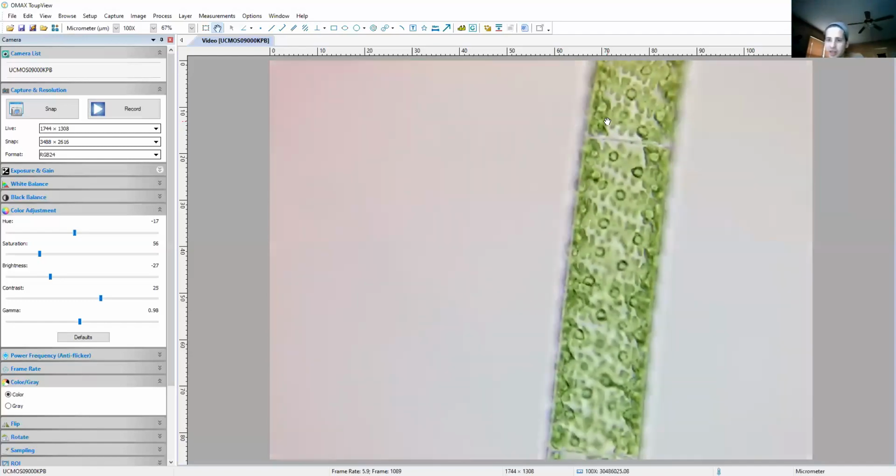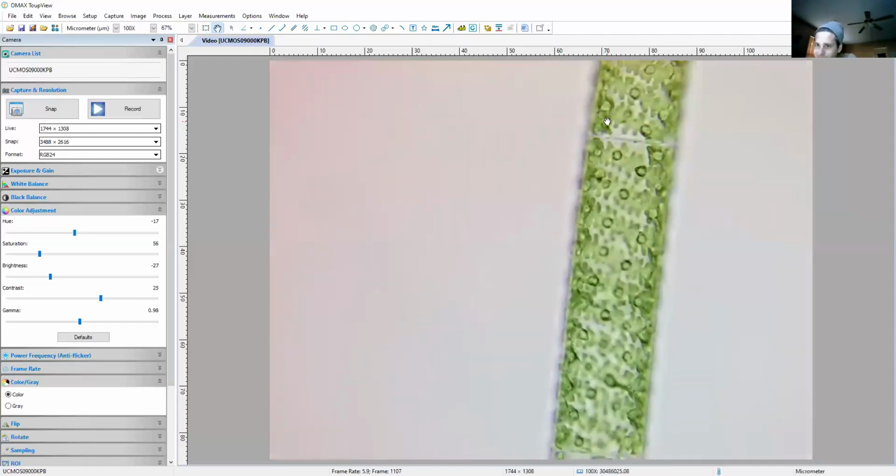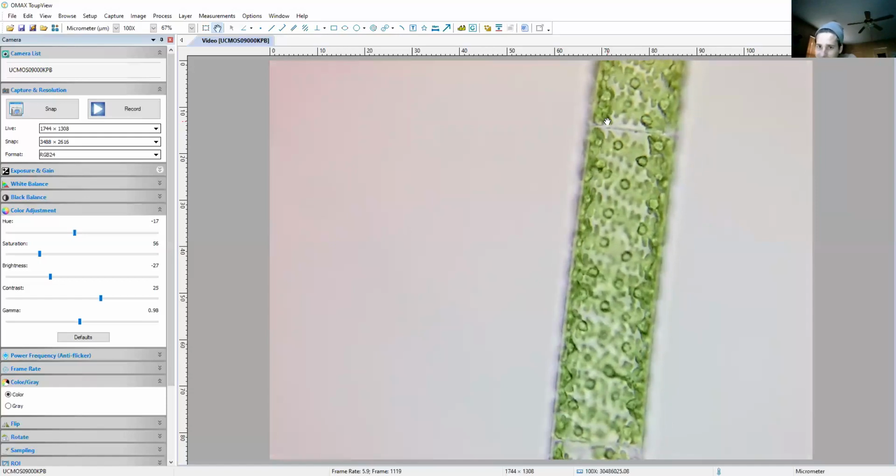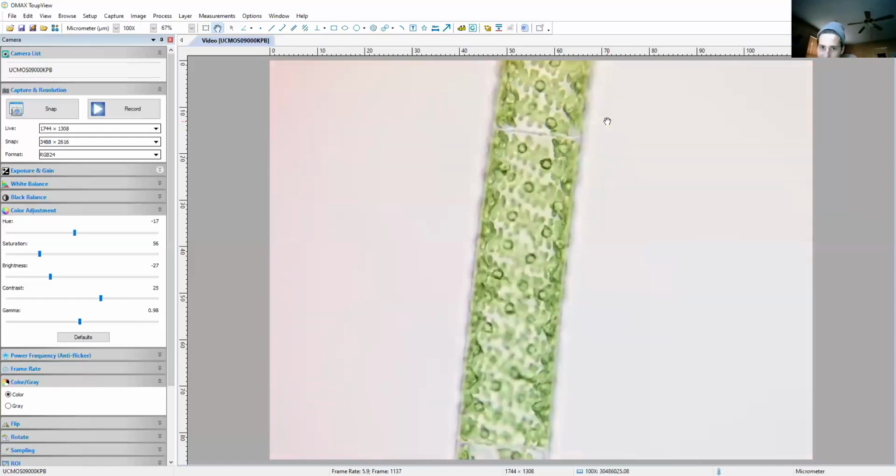So, just like in our onion cell, sorry, I keep bumping the table and it keeps making the water in my slide move around a little bit.